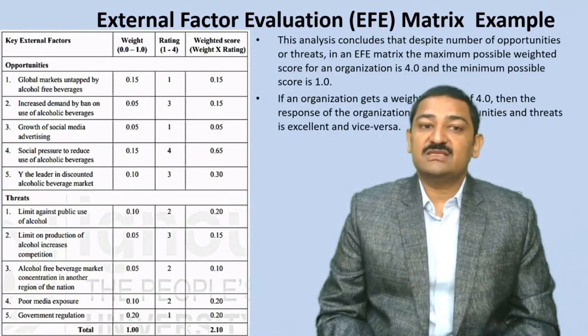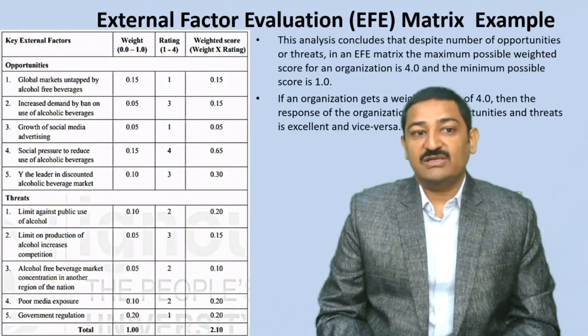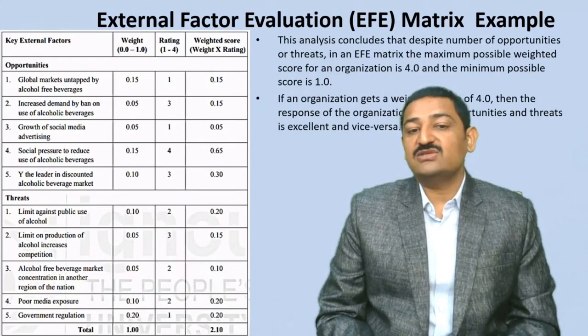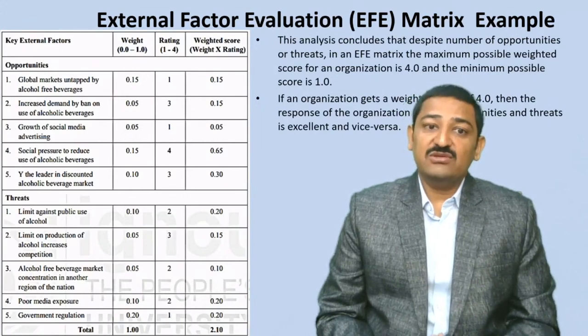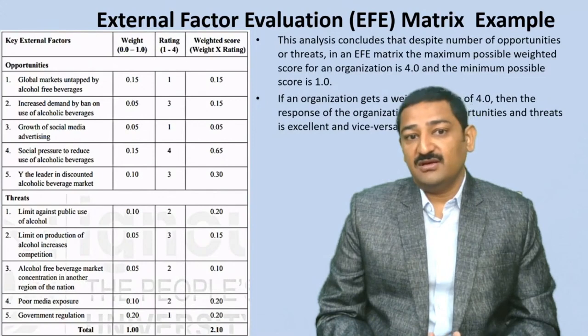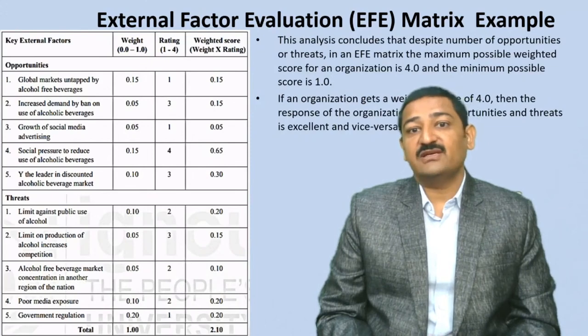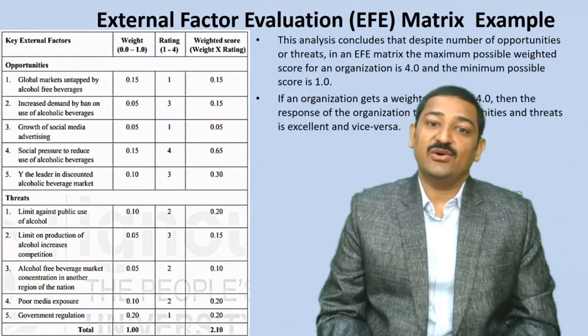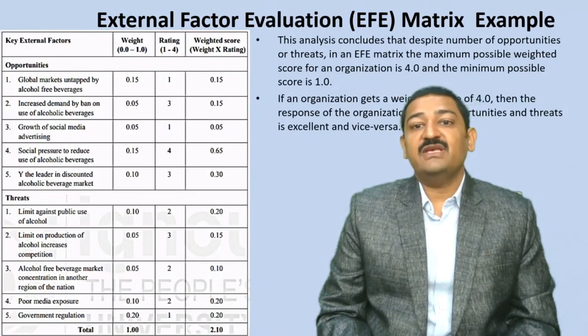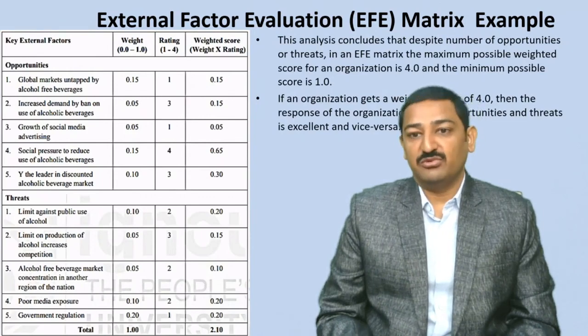In the fourth step, a weighted score has been calculated by multiplying the weight and the rating, and the total has been generated for this particular case, where the total is 2.10. So based on this analysis pertaining to a specific industry or organization, one can easily analyze that this external factor evaluation matrix concludes that despite the number of opportunities or threats in an EFE matrix, the maximum possible weighted score for an organization is 4 and the minimum possible score is 1, which is a poor position.